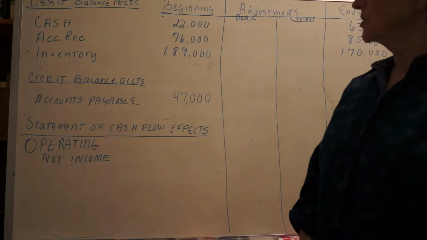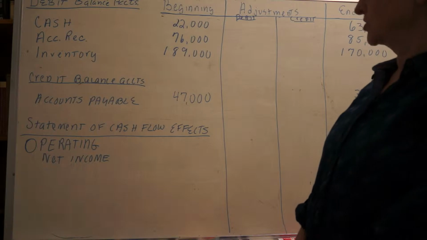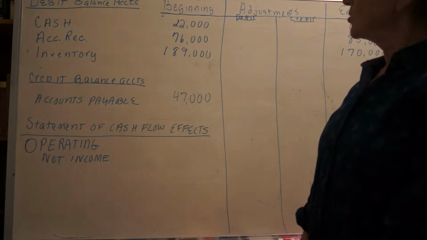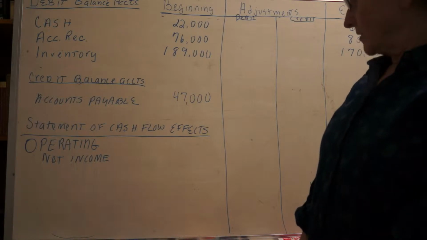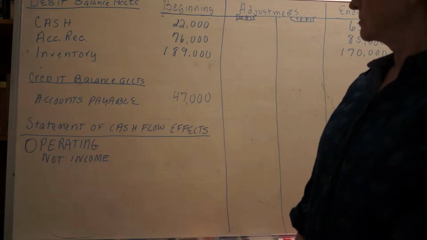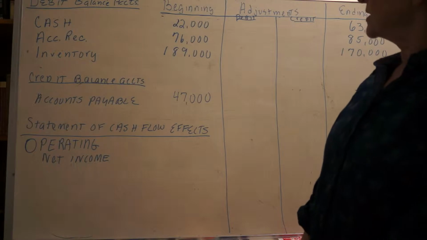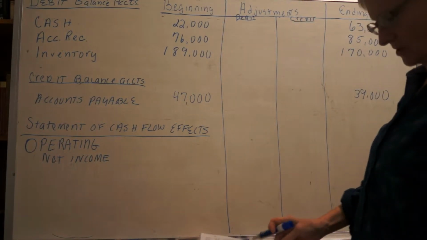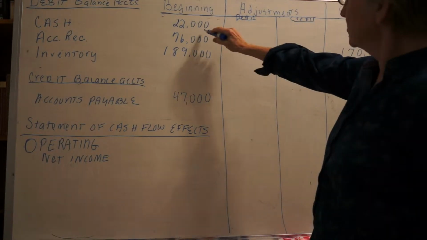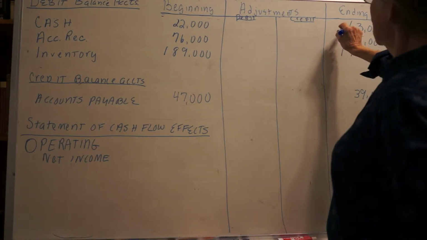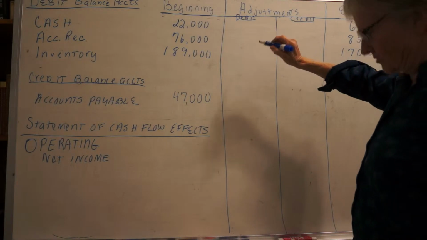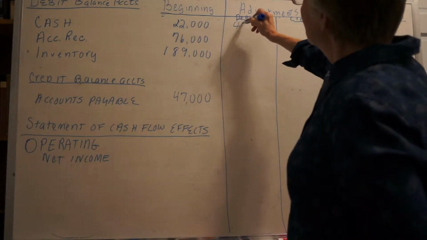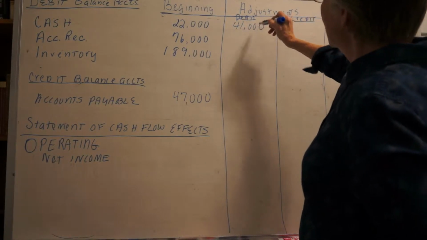Okay, I'm focusing on just the current accounts, and I'm just showing the current accounts here because that's what I have room to do. So what we're going to look at is, we have our beginning balance and our ending balance. What must have happened to get us there? Well, cash started out at 22, it ended at 63. That means we must have had a $41,000 increase, which we would show by a debit up here in the top section to explain what happened.